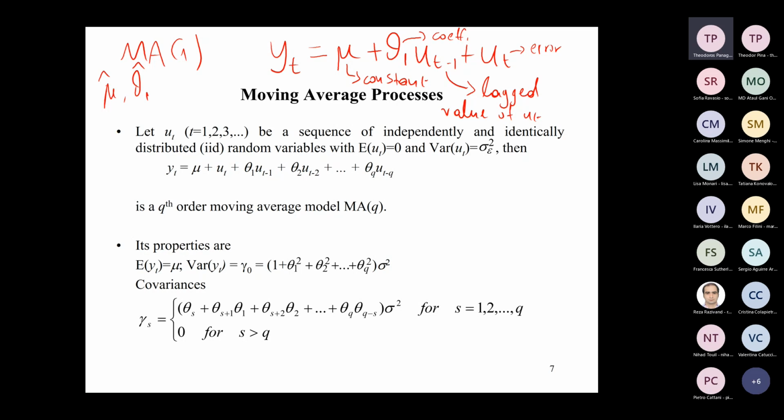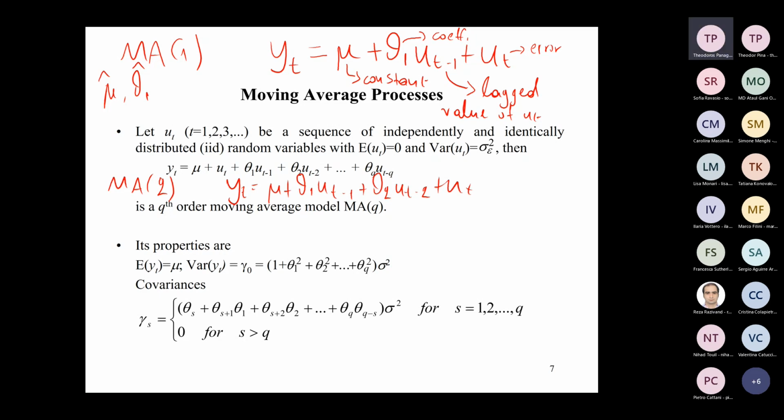Well, instead of having one lag, we can have more lags than one. So you can have a moving average 2 model. I'm going to write it here. The moving average 2 model says that yt depends on a constant term, on one lag, two lags, and the error term. And you can have as many lags as you want.